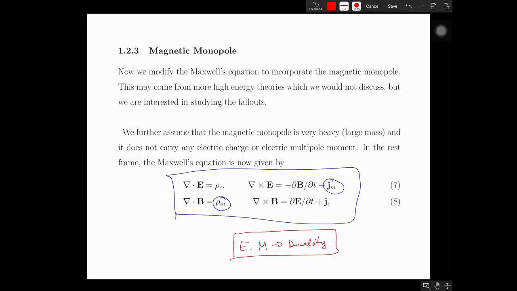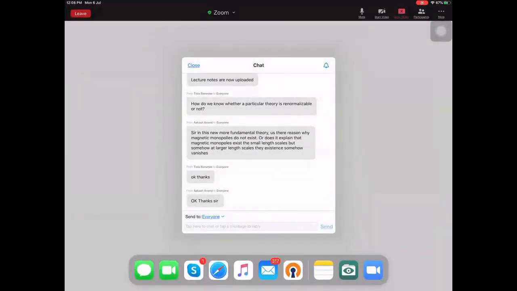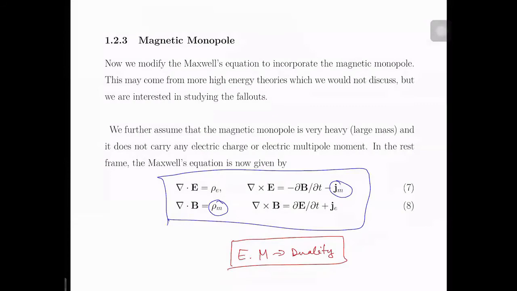Sir, I have three questions actually. In this set of updated, modified Maxwell's equations, can you go back to that slide? In this curl E equation, the JM comes with a minus sign. Is there any physical significance of this minus sign? I think it's the same physical significance as the minus sign in Faraday's law. In Faraday's law, the flux changes in such a way that it tries to oppose the change that produced it.